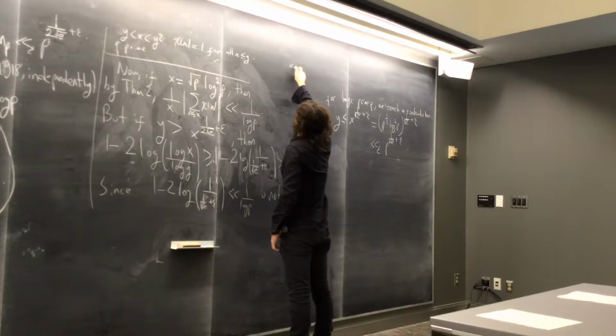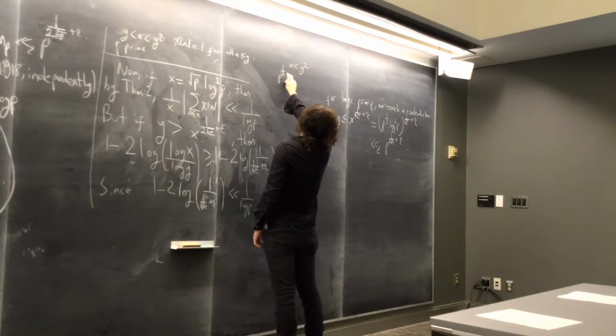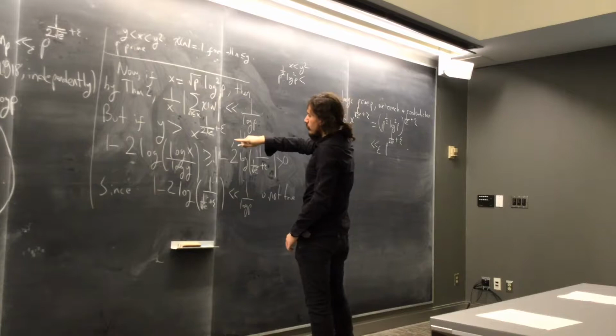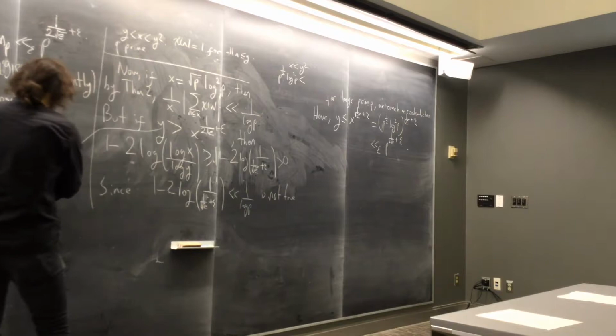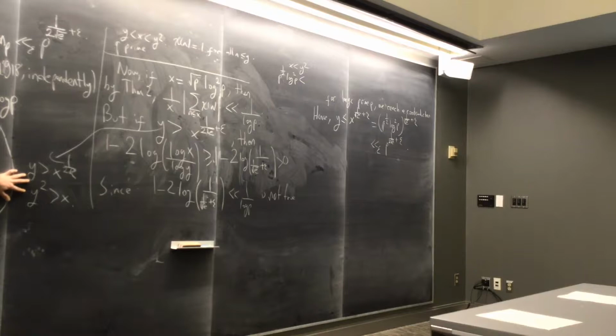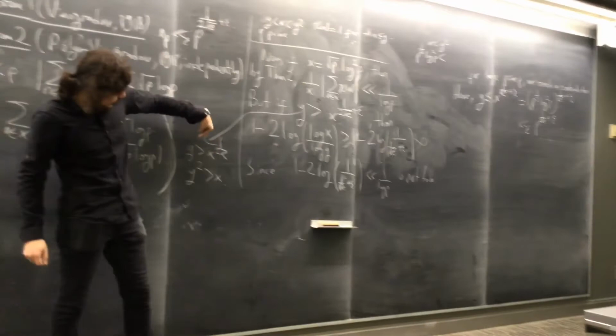What is x? P to the 1/2 times log squared p. What is y? Okay, so from here, what do we know? Which one is stronger? Let's not consider epsilon for a moment. Which one is a stronger assumption? Y squared is greater than x. Y is greater than x to the power 1 over 2 times e.